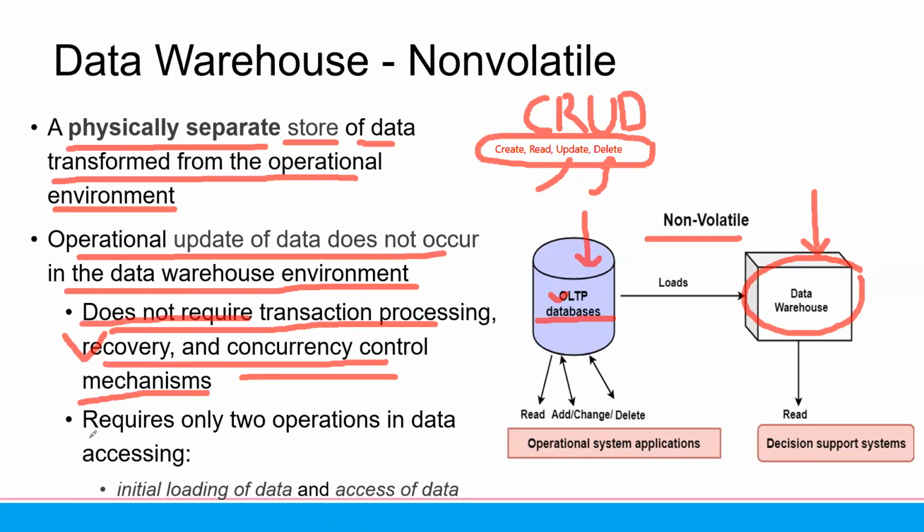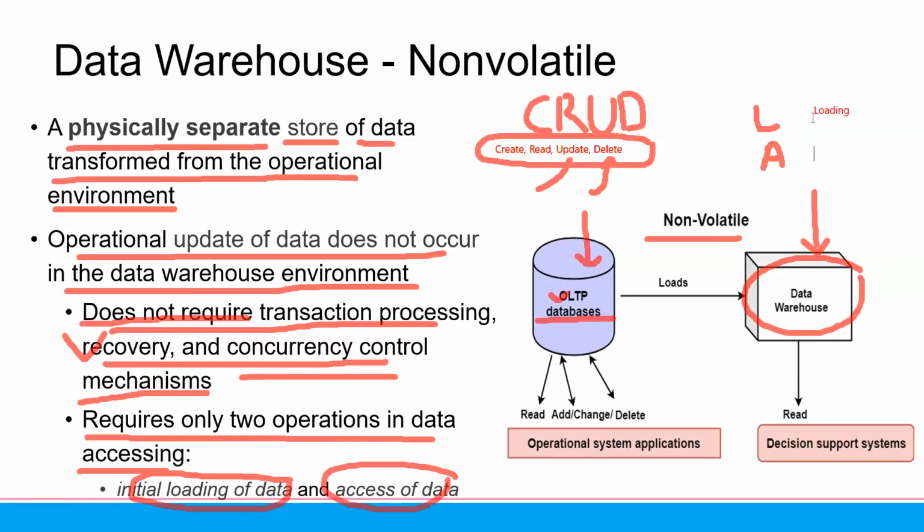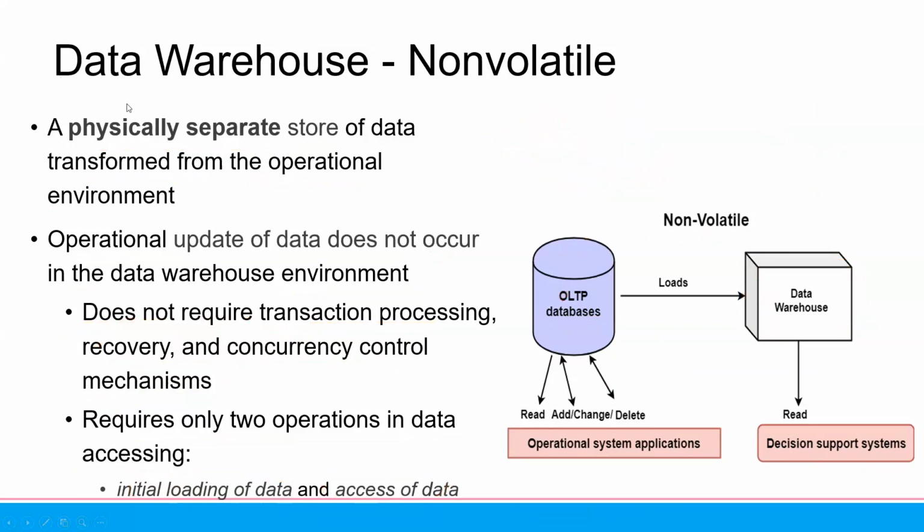So the data warehouse requires only two operations in data access: loading and access. We just need loading and access of the data. That's the main difference between the data warehouse and the transactional database. Whenever you have OLTP, it is for the operational system application. If you have the data warehouse, it is for the decision support system.